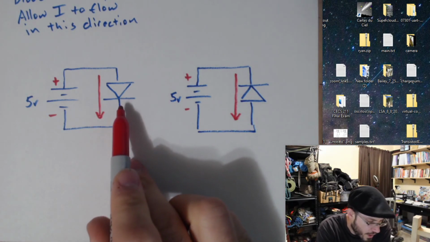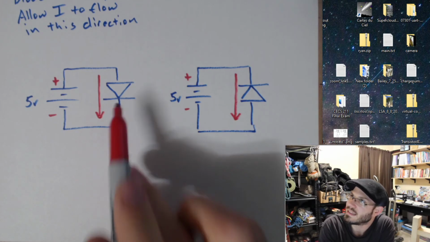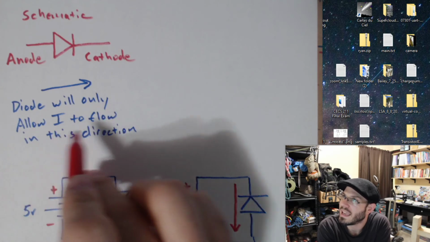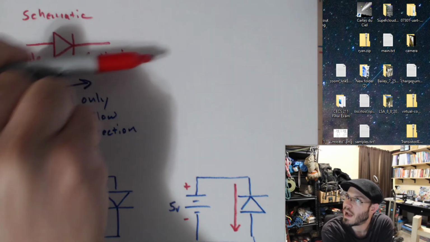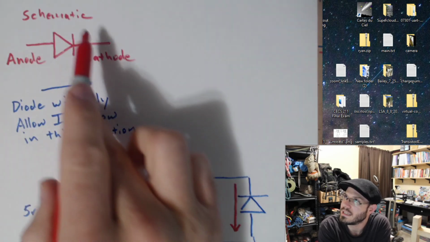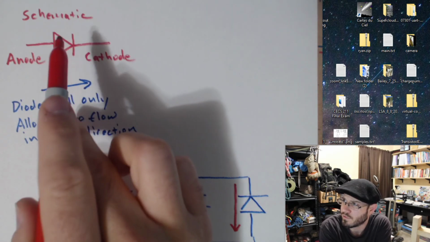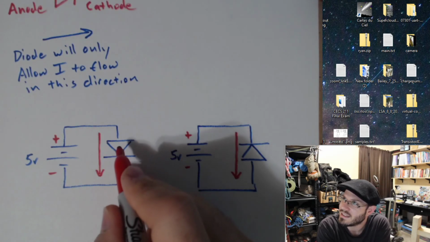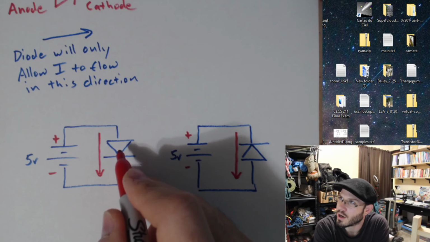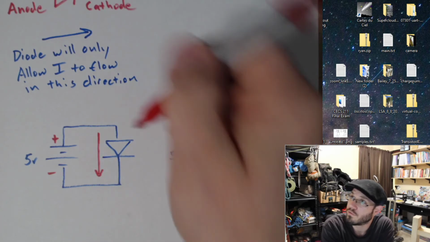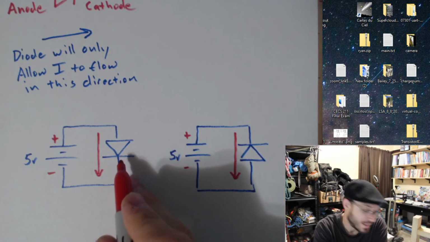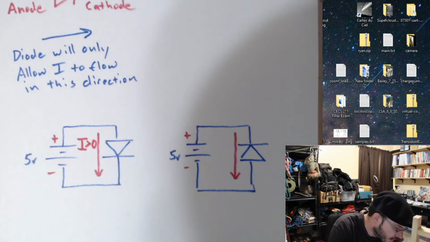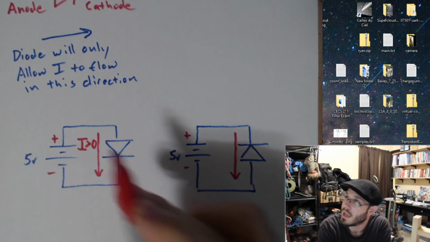However, look at the orientation of the diode in this case. Remember what we said. A diode will only allow current to flow in this direction, to the right, in the same direction and orientation of the diode from the schematic symbol perspective of an arrow. So in this case, it will allow current to flow. This will allow current to flow downward through this diode. I is greater than 0 amps, okay?